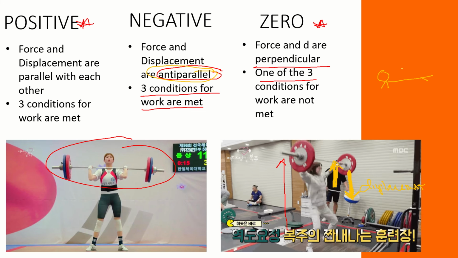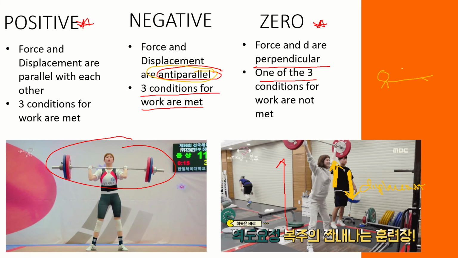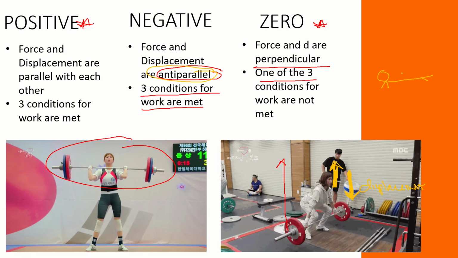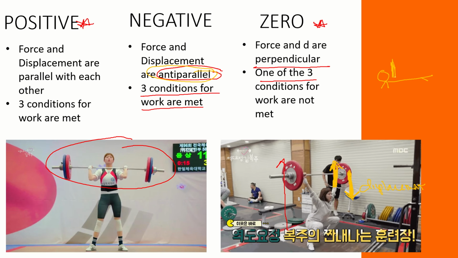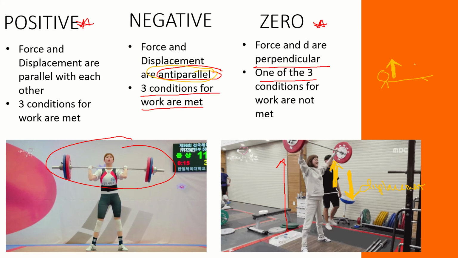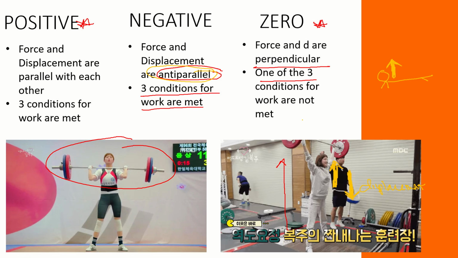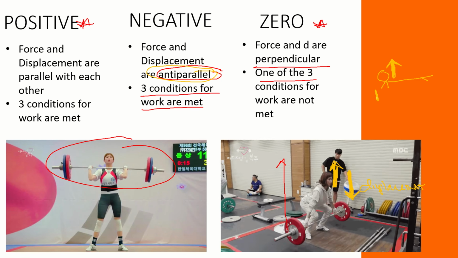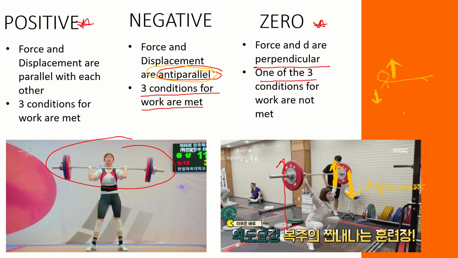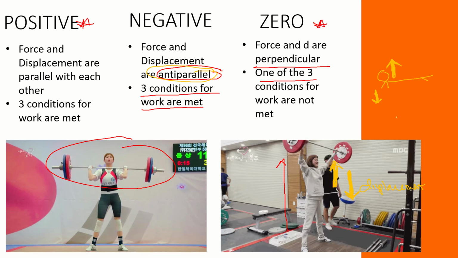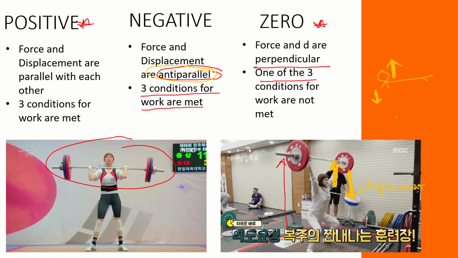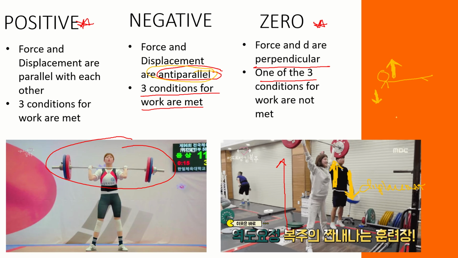If you're doing push-ups, just imagine a person doing push-ups. You know that the body is going upward, so the displacement is going up. Halimbawa, nagpo-push, pero yung pushing down niya ay going downward. So, this is anti-parallel, pushing downward, but the movement of the body is going upward. This is what we call negative work.